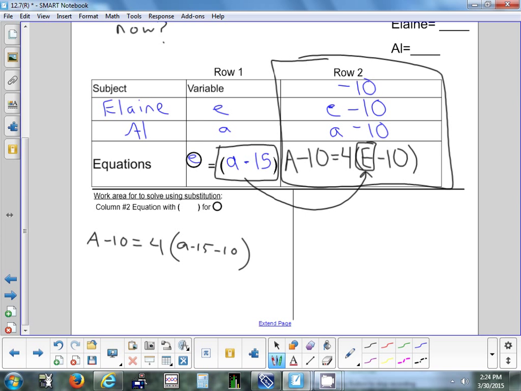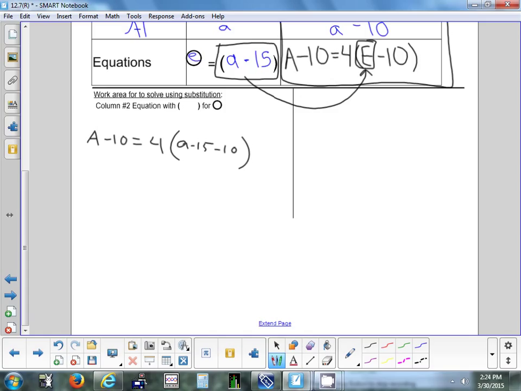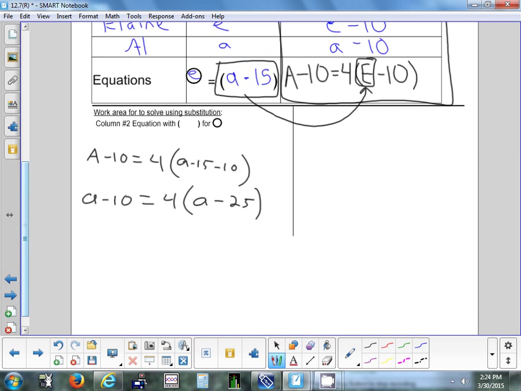Okay. Now, I saw people do this a couple different ways. Some people distributed the 4. That's okay. Or why don't we just combine like terms inside first? So then we only have 2 things instead of 3. Spencer, what's negative 15 minus 10? Negative 25. Okay, next step.